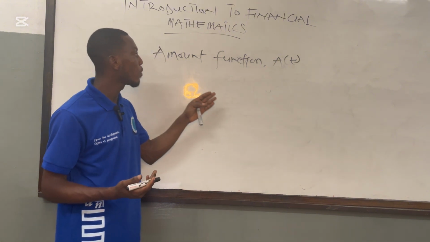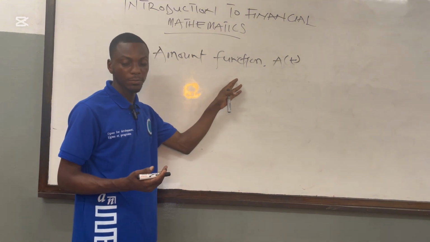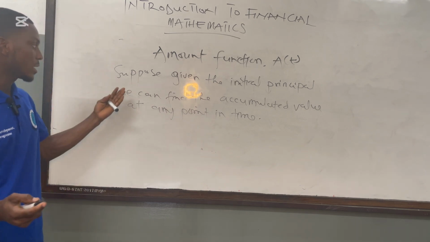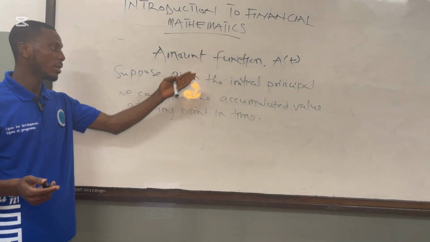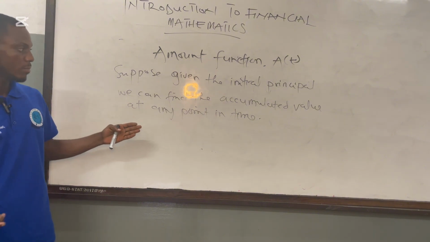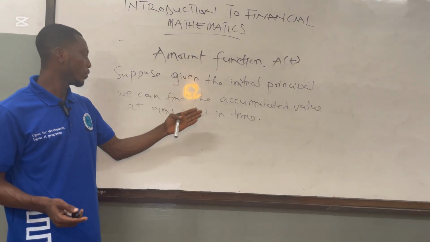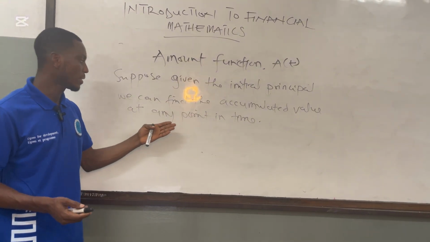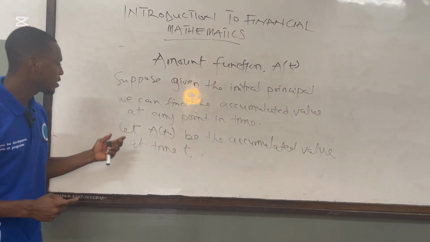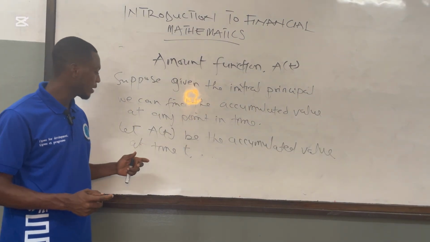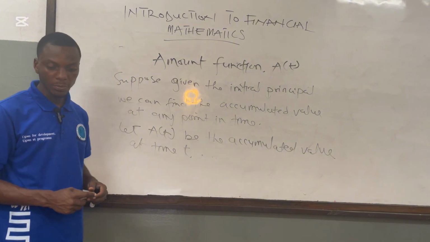You need what we call the amount function. Let's assume that this is possible, that when we are given the initial principal or the initial deposit, we can find the accumulated value of that amount at any point in time. So at any point in time, it is possible that we can find the accumulated value of our initial deposit.